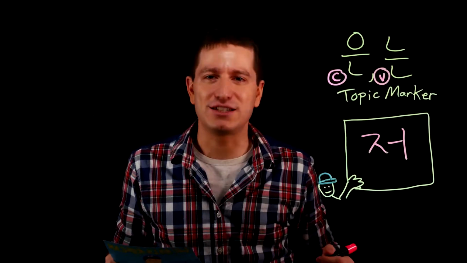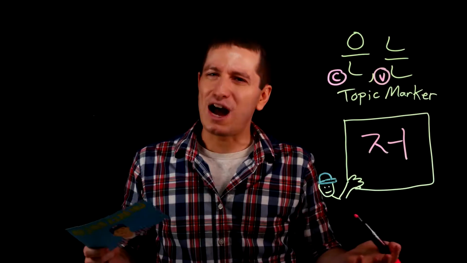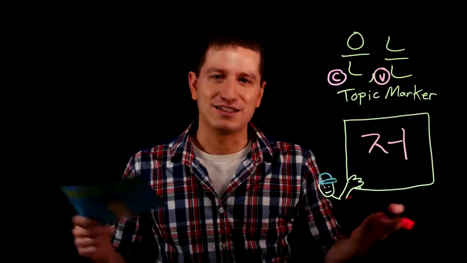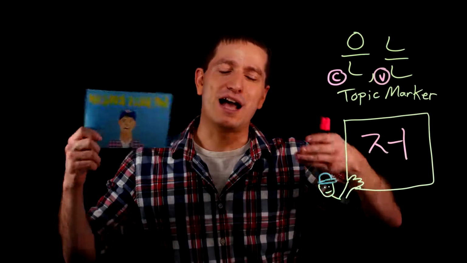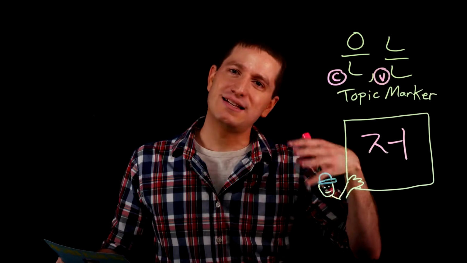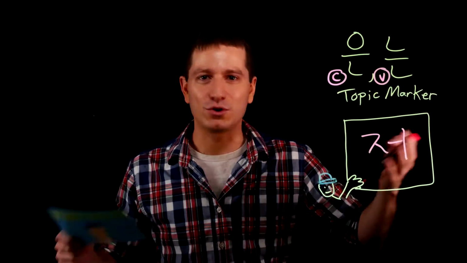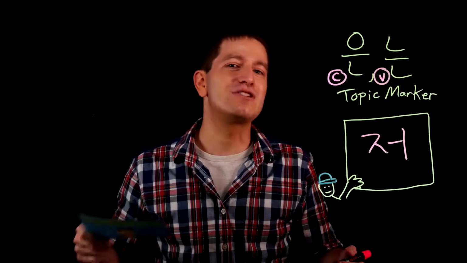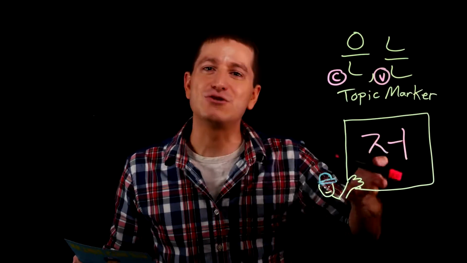That's the purpose that the topic marker serves, which is why you don't normally need to use the topic marker more than once. You can just say 저는, well, I like pizza, my hobbies are this, I'm 33 years old, or whatever you want to say. You don't have to keep saying 저는 for every single sentence because it's already introduced once.